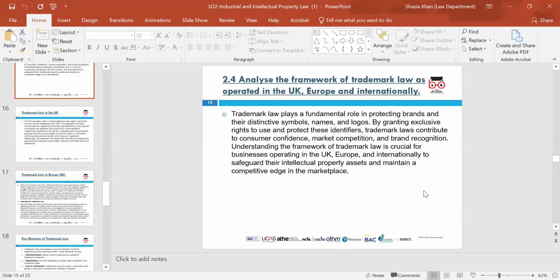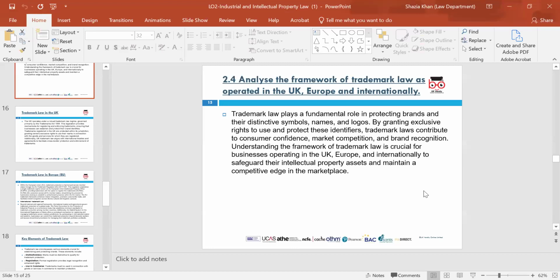So it's crucial. Under the Trade Marks Act 1994, a trademark is defined as a sign capable of being represented graphically, particularly words including personal names, designs, letters, numerals, the shape of goods, or their packaging, provided that such signs are capable of distinguishing the goods and services of one undertaking from those of other undertakings. Your brand will only be capable of being trademarked if it is sufficiently distinctive and identifies your business or products or services as unique or individual.